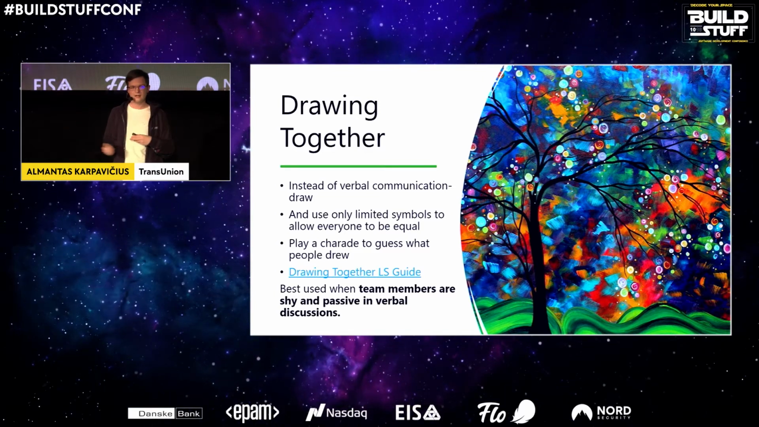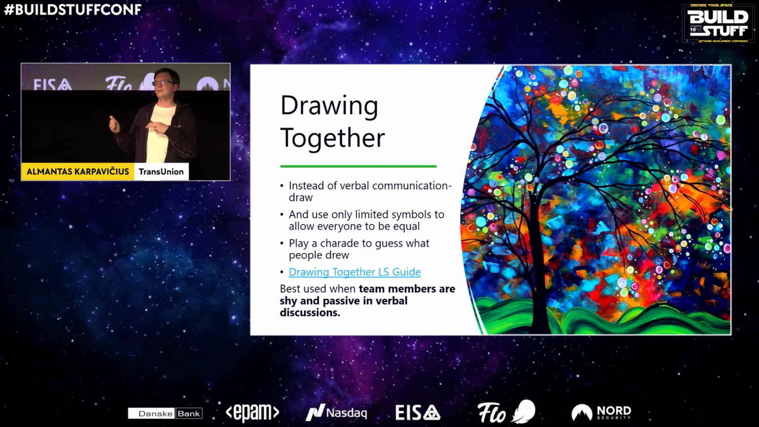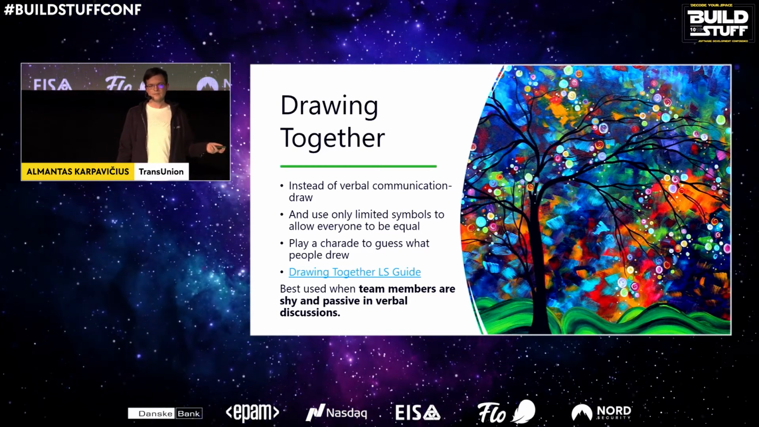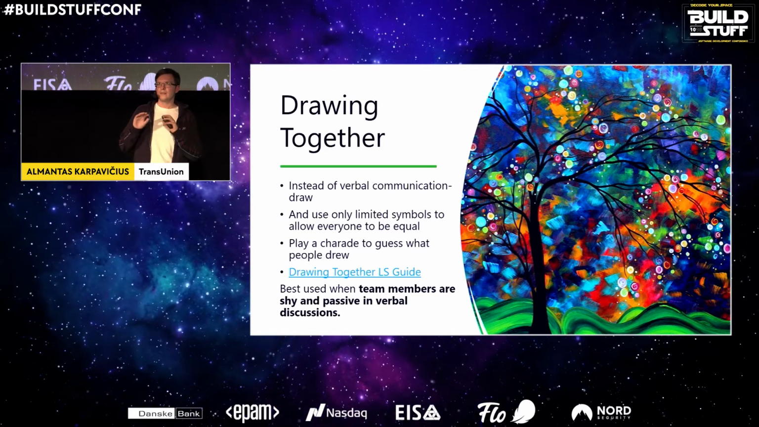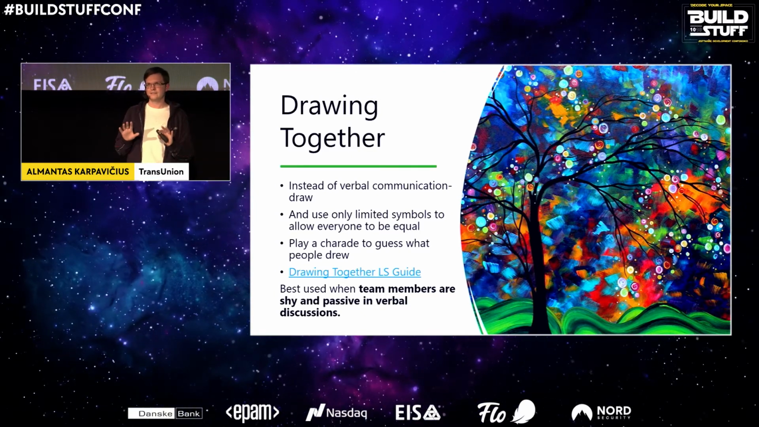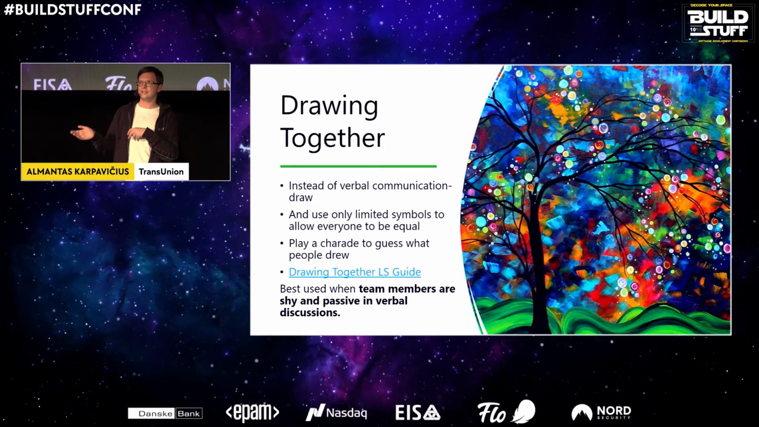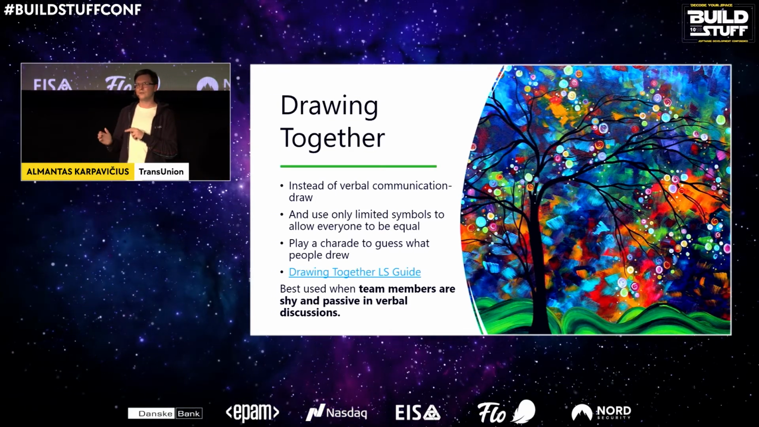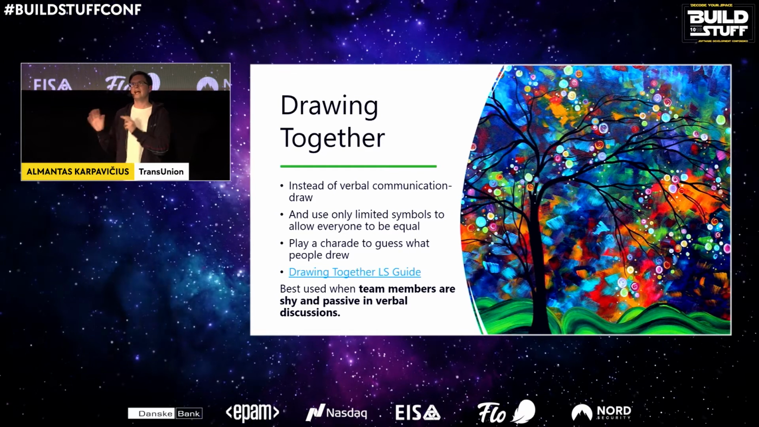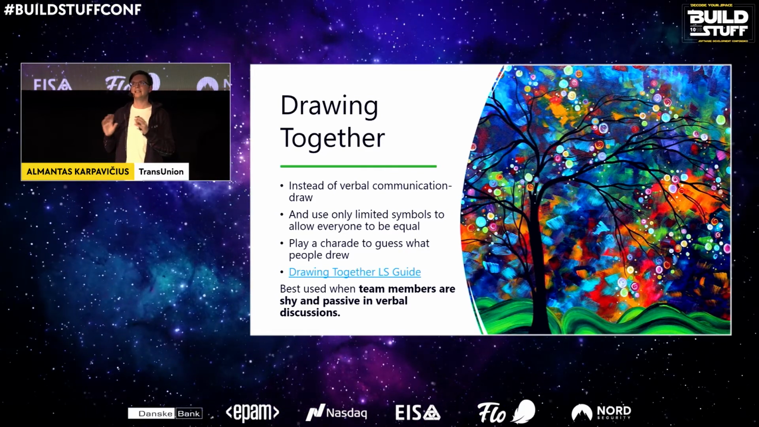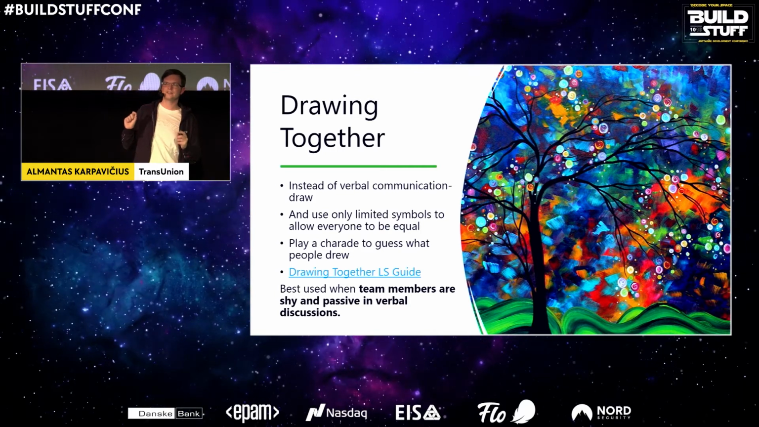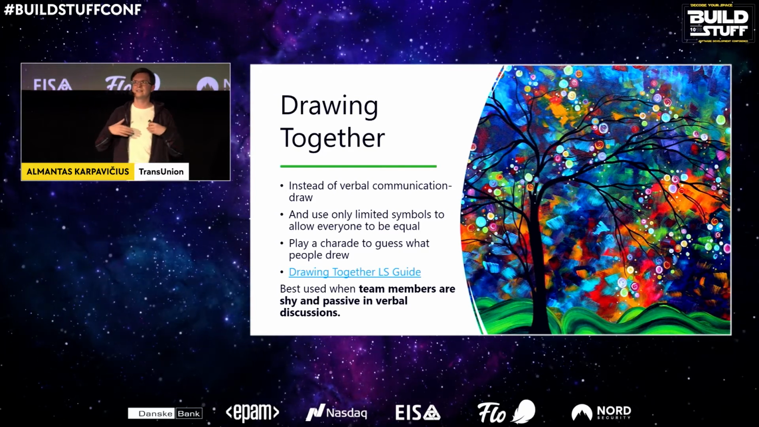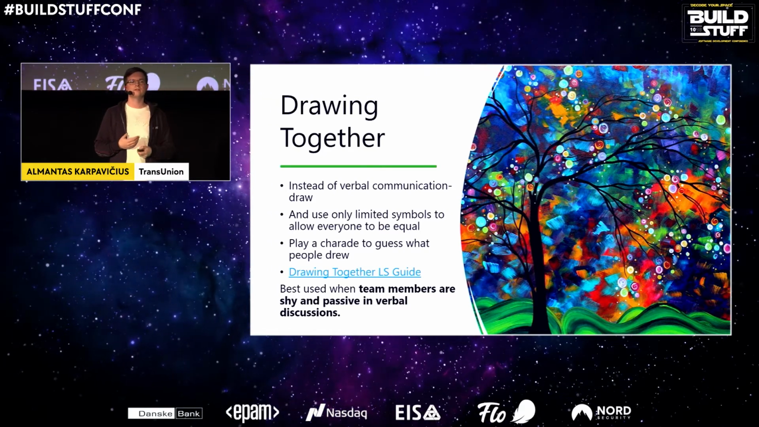For example, drawing. Drawing together asks people to draw how they feel or what they experience throughout, let's say, a sprint. People draw simultaneously, and then in the end, you play charades, guessing what others drew. It's fun. It doesn't always yield great actions, like it's slightly less productive action-wise compared to other liberating structures, but it's lots of fun, and it slightly opens people up. It makes them feel more comfortable.